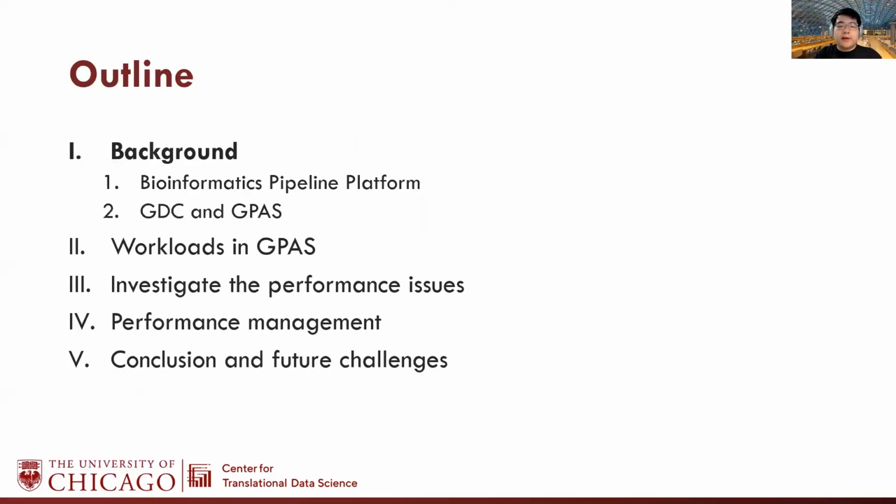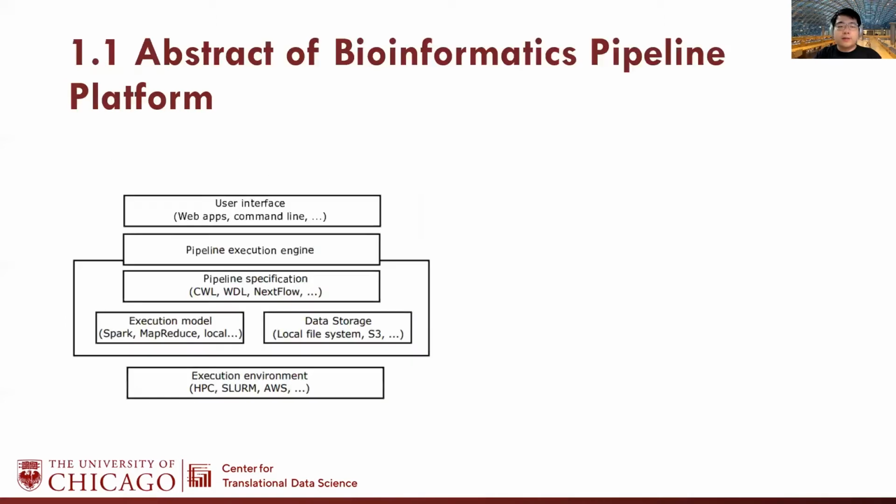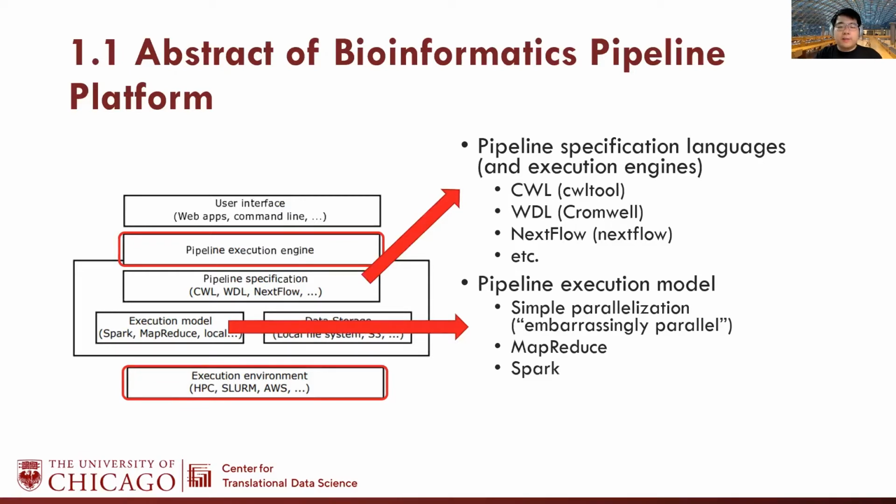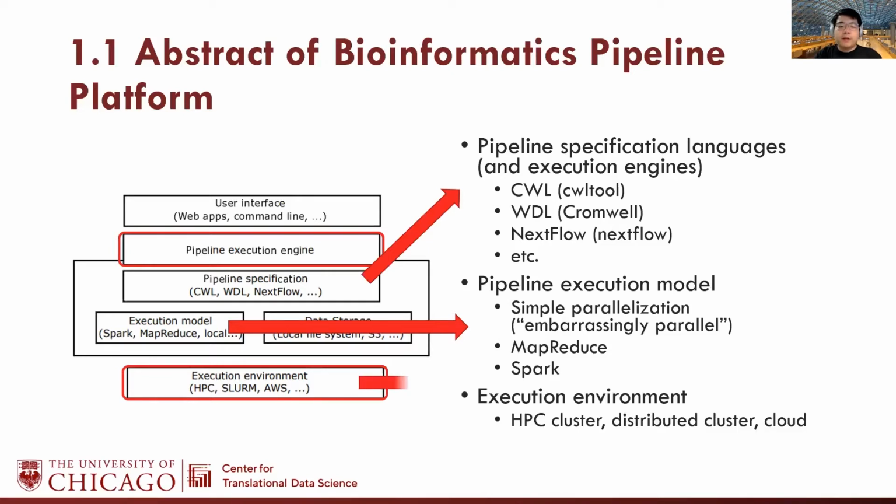First, let me give some background information on the platform and our systems. The core of the platform is the pipeline execution engine and the execution environment. The pipeline execution engine consists of the specifications for the pipeline language, such as CWL, WDL, Nextflow, and the execution model for the engine. Some pipelines are run in simple parallelization, or embarrassingly parallel, while some other pipelines are developed in MapReduce or Spark frameworks. The execution environment is an HPC cluster or distributed cluster, and some platforms may also use a cloud system to run pipelines.